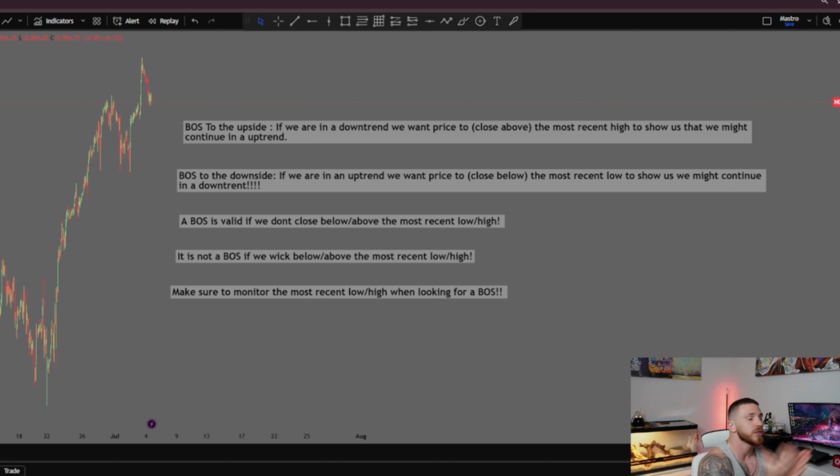Again, I showed in the example, it has to be the most recent lower high. So if we are in a downtrend, we want to monitor the most recent highs for it to be a break of structure to the upside. Correct? If we form a new high and we haven't broken structure to the upside, we monitor that new high.